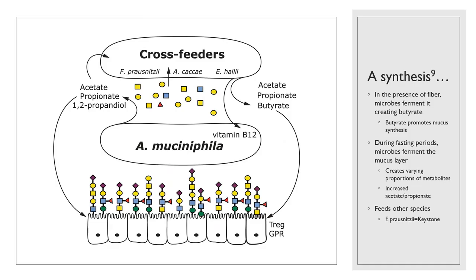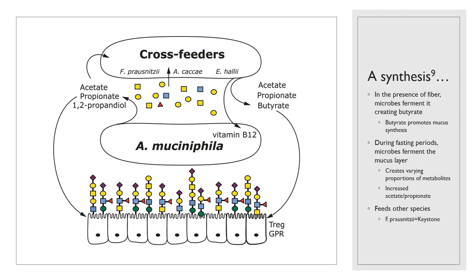Let's synthesize what we've discussed up to this point on how diet, what we're eating, as well as timing, when we're eating, can play a role in what's going on with our microbiome. So first, let's begin. In the presence of fiber, microbes ferment it, creating butyrate. Now, they're creating all three types. Fiber's not just making butyrate, but when you get fiber in there, that increases the proportion of bacteria that make butyrate. And then this butyrate promotes synthesis of mucus in the colon specifically. And so this is going to make that mucus layer much, much thicker.